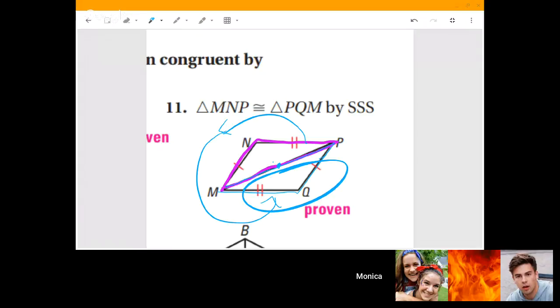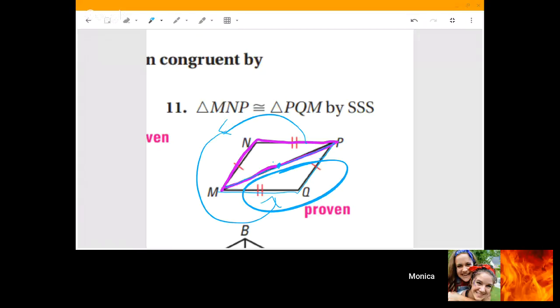Oh, Lily, the answer for that one would be it's a rotation, a 180-degree rotation around the midpoint of MP. So a 180-degree rotation about the midpoint of MP. Correct, Ethan. It would not be a reflection.